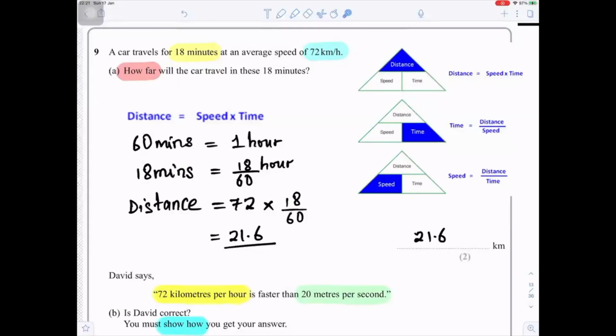Question number 9. A car travels for 18 minutes at an average speed of 72 kilometers per hour. How far will the car travel in this 18 minutes?